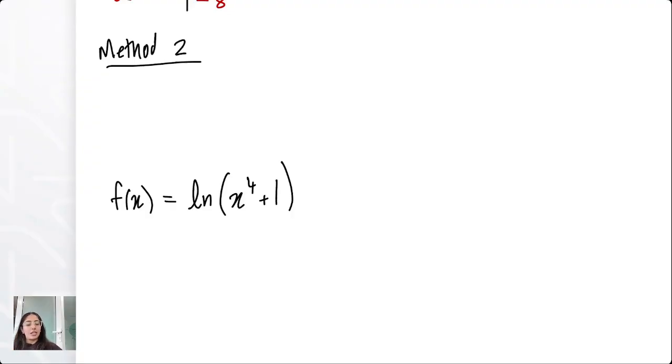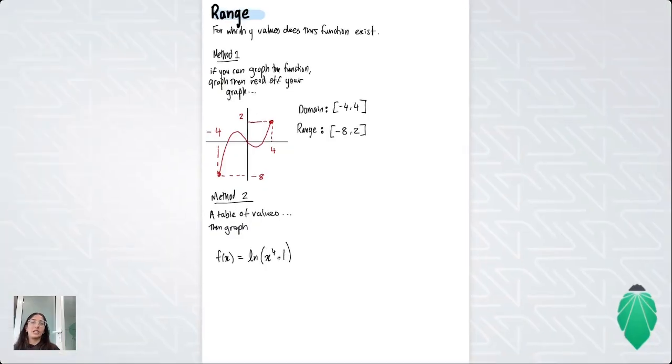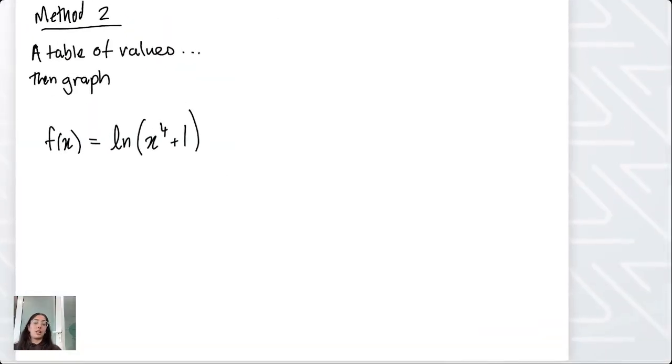So method 2 says we're just going to do a table of values, then graph, okay? So if it's a function you don't know how to graph, you're still going to need to look at the graph to determine the range. So your only other option is Desmos, which you don't have in an exam, or a table of values, which you do have in an exam. So it is important, though, which values you choose to plug into your table of values, okay? So let's have a look.